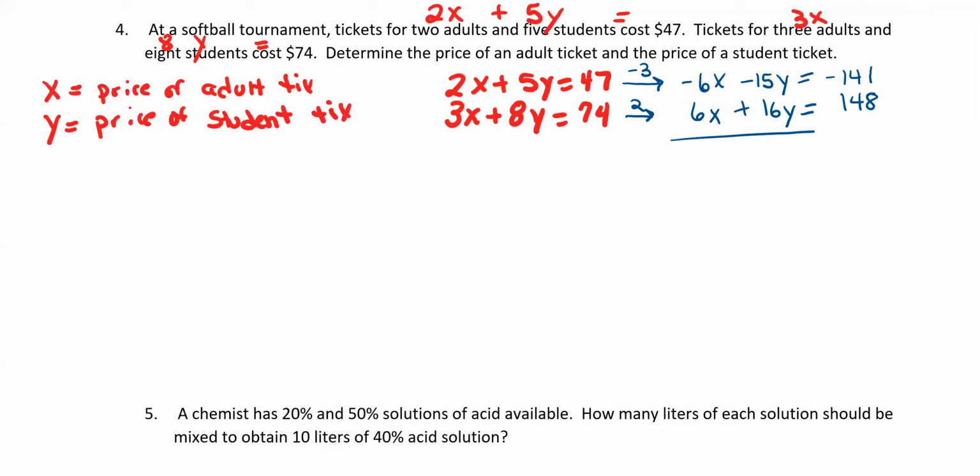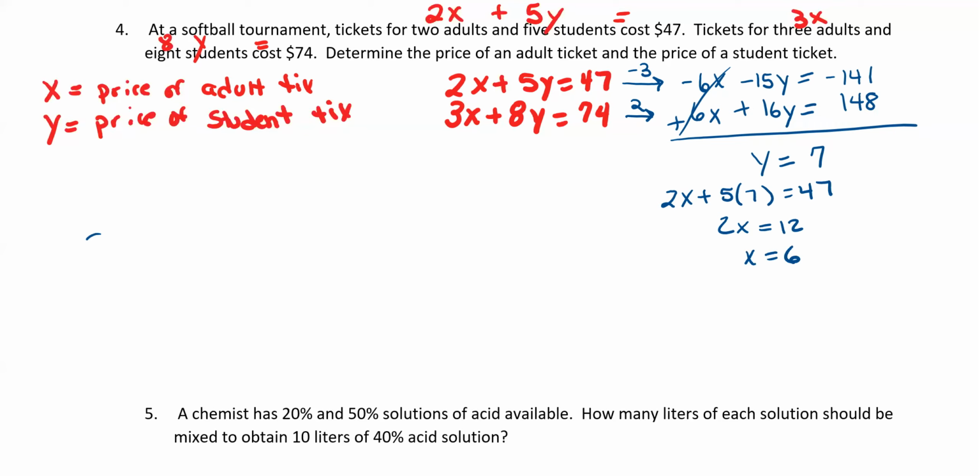I'll add the equations together. We'll eliminate x. We have y is equal to 7. And now to solve for x, we need to substitute it in one of the original equations. I'm going to go ahead and substitute it in the first one. So x is equal to 6.